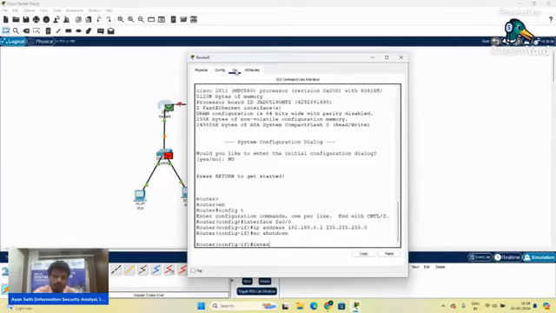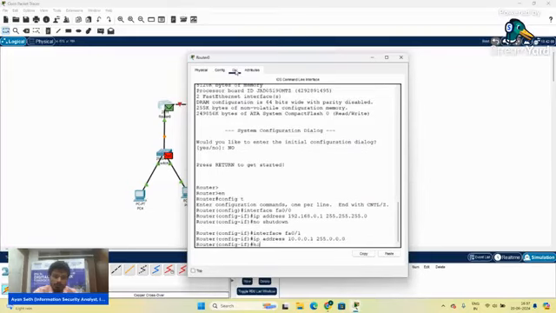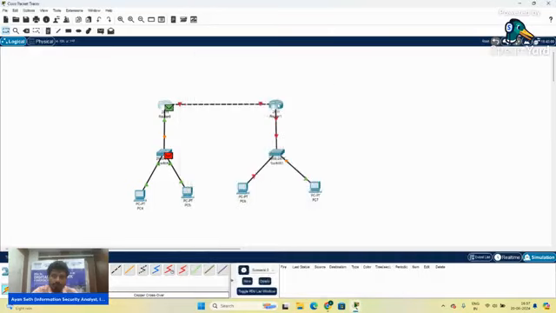After that, interface FA0/1, let's assign the IP address 10.0.0.1, 255.0.0.0, no shutdown. Okay, done. Let's configure this router also.